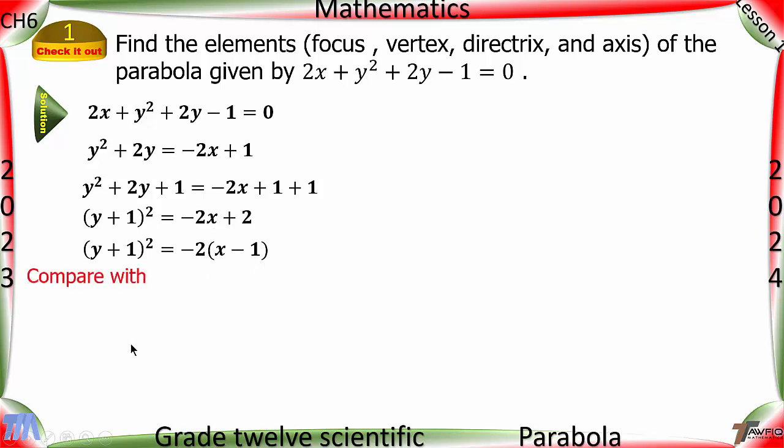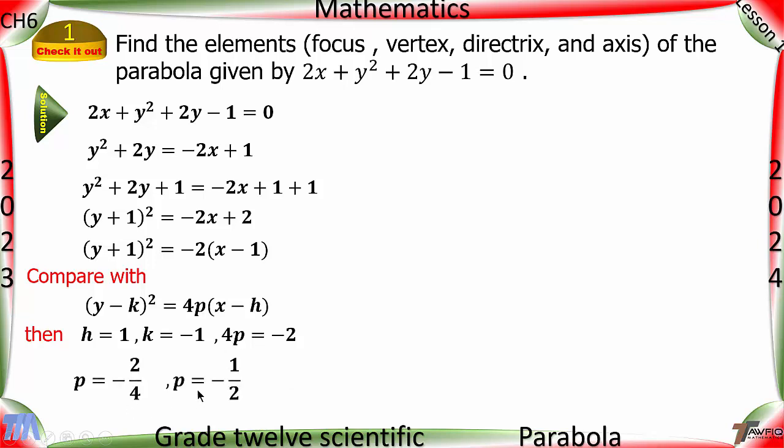Comparing with the standard formula, y minus k squared equal 4p times x minus h. Here you see that k is minus 1 and h is 1. So h is 1 and k is minus 1 and 4p is equal minus 2. Dividing by 4, so p is equal minus 1 over 2.